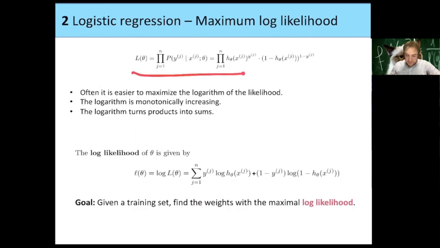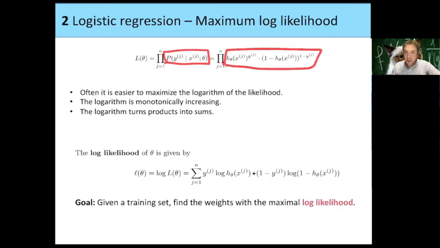So here again is the formula from the slide before. It's a product over all probabilities, and these probabilities were given by this closed formula, including our hypothesis. We want to maximize this. Usually these likelihoods are given by products of probabilities, and often, instead of maximizing this product, it's easier to maximize the logarithm of this product.